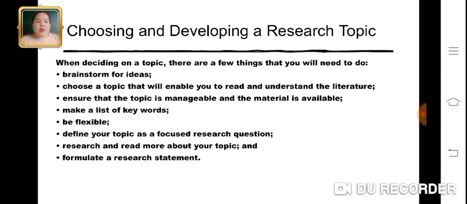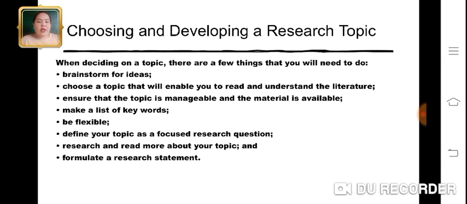Number 3, ensure that the topic is manageable and the material is available. Katulad na lang nun, kailangan available dito sa Pilipinas yung may makukuha kayo dito sa Pilipinas or available dito sa atin. Napakahirap naman kung kukuhanin nyo pa sa ibang bansa, di ba? Next, make a list of keywords. Like for example, balik tayo sa COVID-19. COVID-19, ano yung pwedeng maging keywords dyan? So, frontliners, virus, so yung mga ganon, death rates, survival rates, so yun yung mga possible keywords.